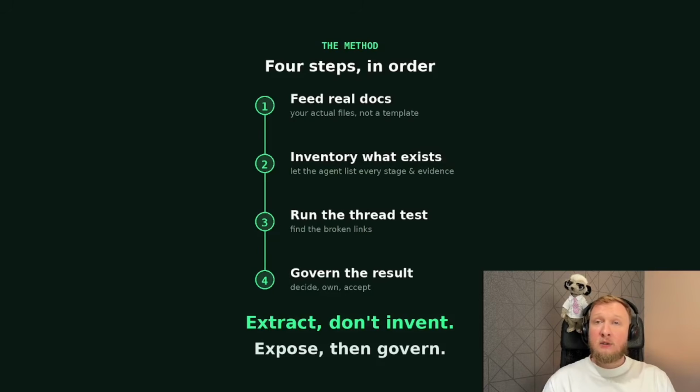Step back and notice the method, because it transfers to your company directly. We didn't ask AI to invent an operating model. We did four things. We fed it the real messy documents. We made it inventory what exists. We ran the digital thread test to expose broken links. And then a human, you, governed the result.